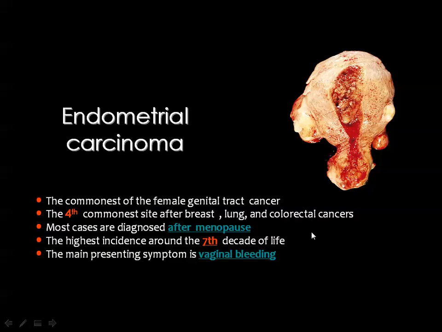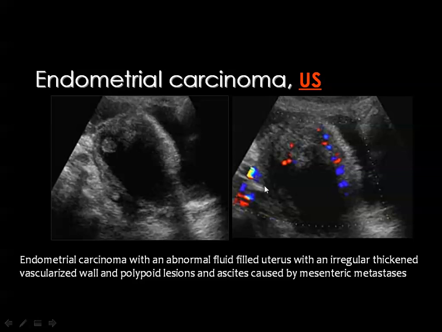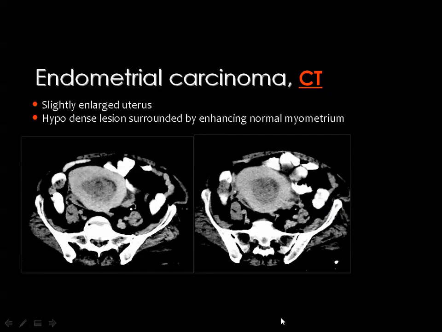And endometrial cancer is considered the fourth commonest cancer after the breast, lung, and colorectal cancer. And the common presentation is usually after menopause by vaginal bleeding. The role of ultrasound in diagnosis of endometrial cancer is relatively limited because the sonographic appearances are usually non-specific. And this is an example, and you see that the uterus is slightly enlarged, and there is a lobulated intrauterine mass with some vascularity on Doppler ultrasound.